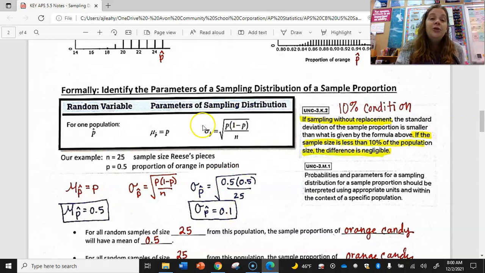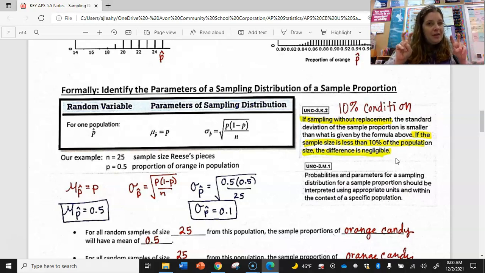Now, in order to have that standard deviation formula work, since we're sampling without replacement, you have to make sure that you're taking a small sample. We want that sample to be less than 10% of our population. This is called the 10% condition. If you're sampling without replacement, you need to make sure your sample size is less than 10% of your population size. So the difference between sampling with and without replacement is negligible.